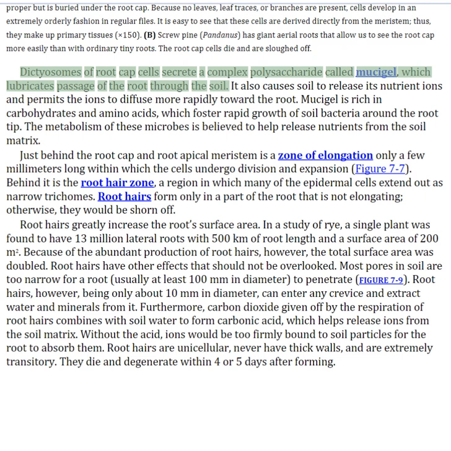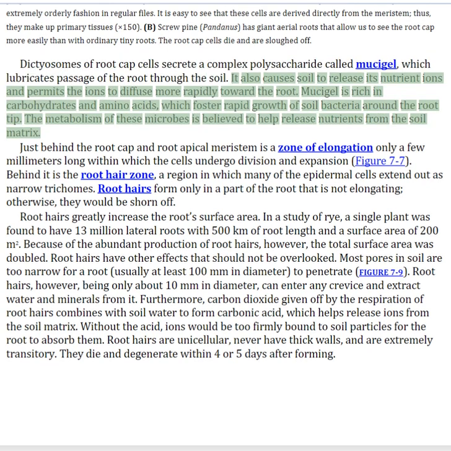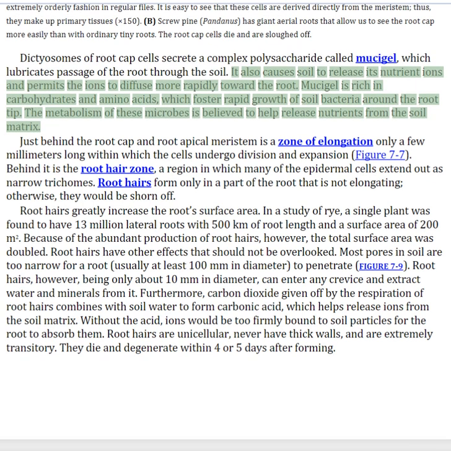Dictyosomes of root cap cells secrete a complex polysaccharide called mucilage, which lubricates passage of the root through the soil. It also causes soil to release its nutrient ions and permits the ions to diffuse more rapidly toward the root. Mucilage is rich in carbohydrates and amino acids, which foster rapid growth of soil bacteria around the root tip. The metabolism of these microbes is believed to help release nutrients from the soil matrix.